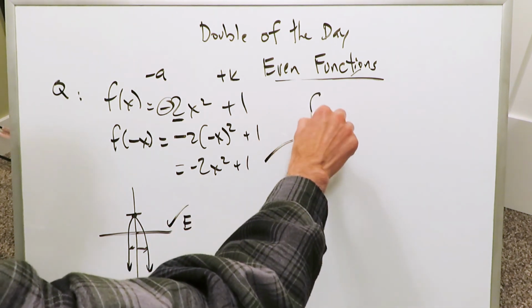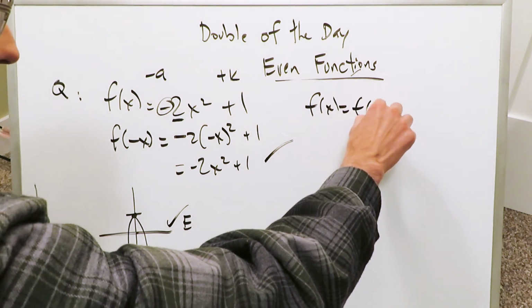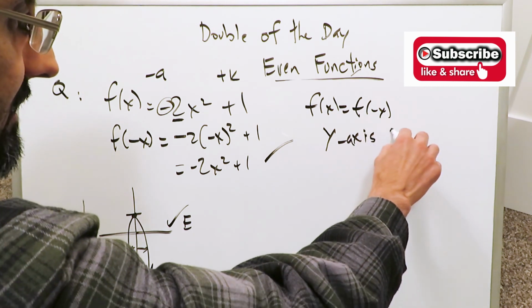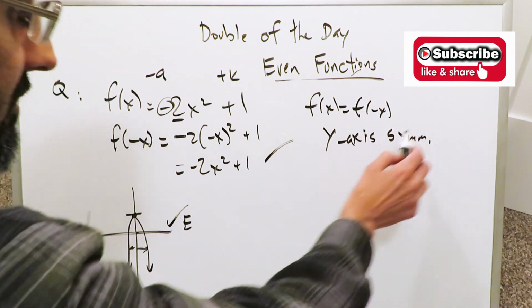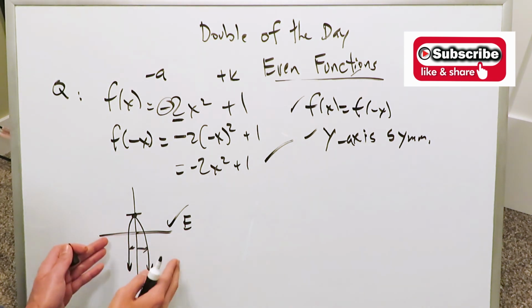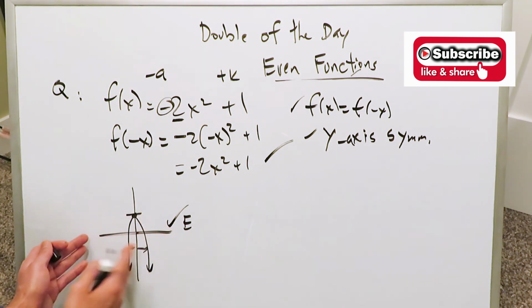Remember, for even functions, the test again: f of x is equal to f of minus x. They're symmetric about the y-axis, all right? They have y-axis symmetry, and that's perhaps a good way of remembering it. Both of these should be what you are looking for, and if you graph them, they look like equal mirror images on the right and on the left of that y-axis.